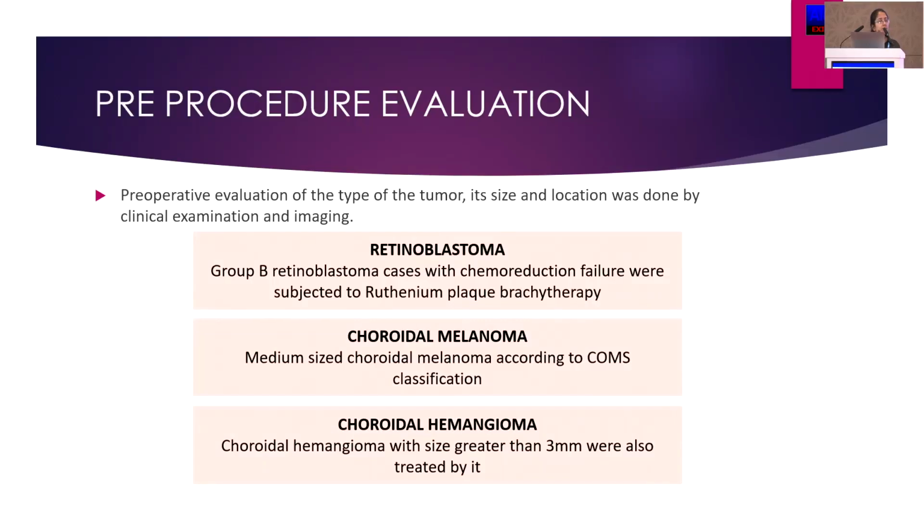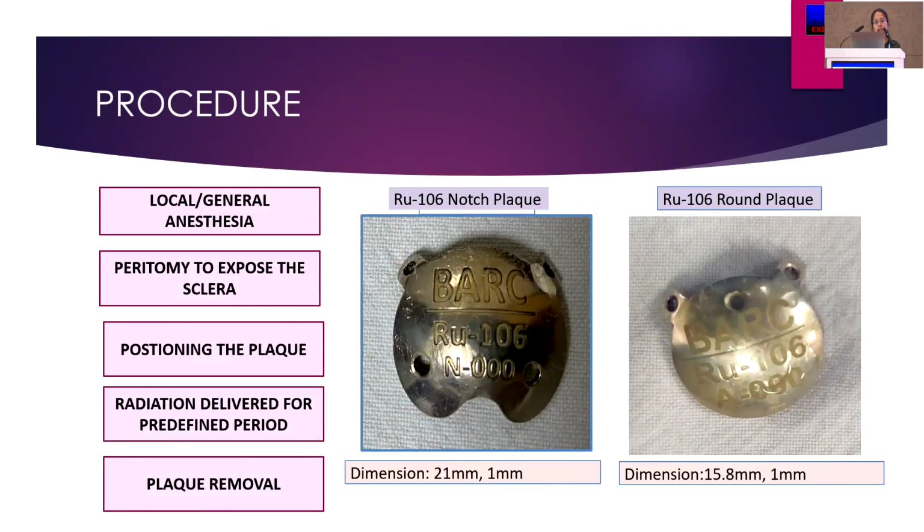We did a complete preoperative evaluation of the type of tumor, the size and location of the tumor by clinical examination and imaging. We had 2 ruthenium plaques. One was a notch plaque, the other was a round plaque of varying diameters that we used for our study. We gave local or general anesthesia depending on the age of the patient. Peritomy was done, the plaque was positioned, and the radiation was delivered for the predefined period. Subsequently, the plaque was removed.